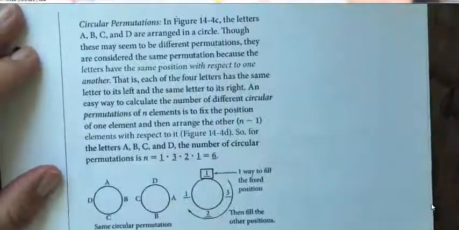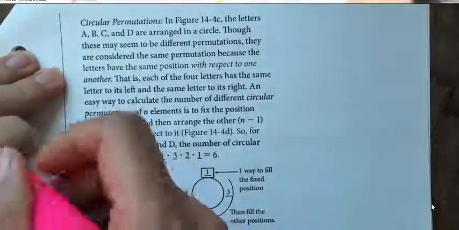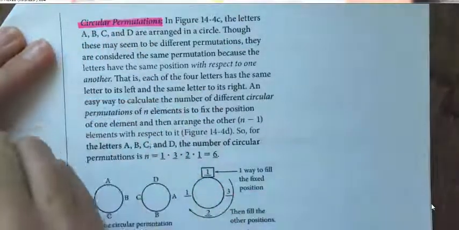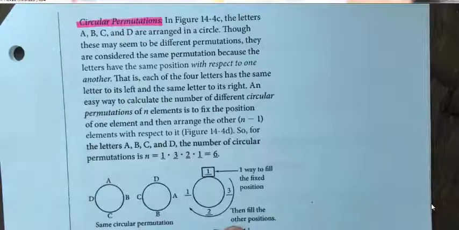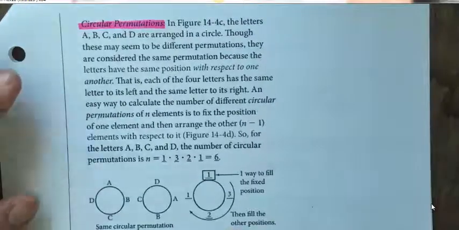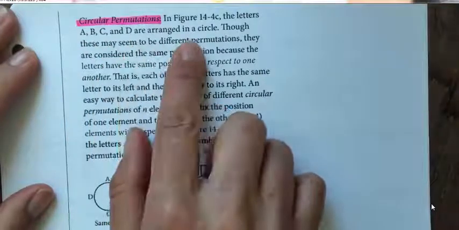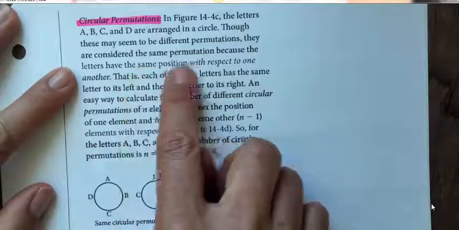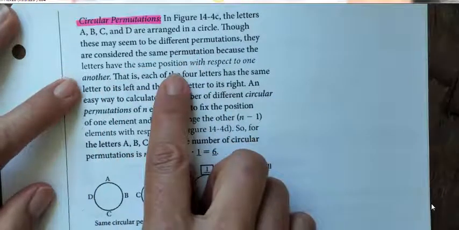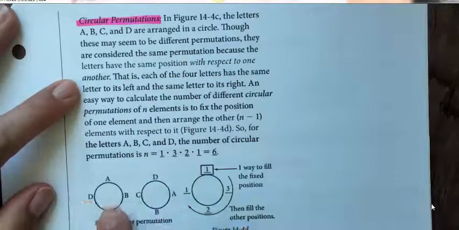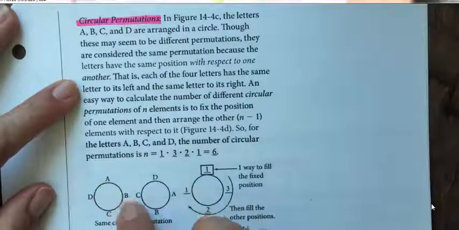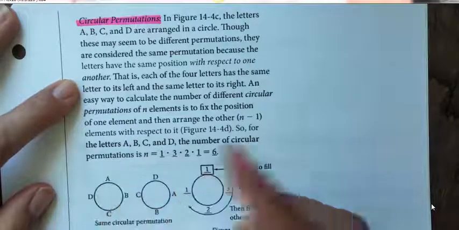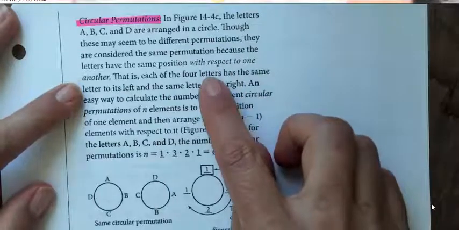Okay, last thing here, we're going to talk about circular permutations. So what happens when you order things in a circular fashion, like around a table? For this one, we have 4 different things arranged in a circle. And though these may seem to be different permutations, they are considered the same permutation because the letters have the same position with respect to one another. So in a circle, it's always going to go in the same order, A, B, C, D. It doesn't matter if A is over here. A is here, then B, C, D. They're all still going in the exact same order with respect to one another.